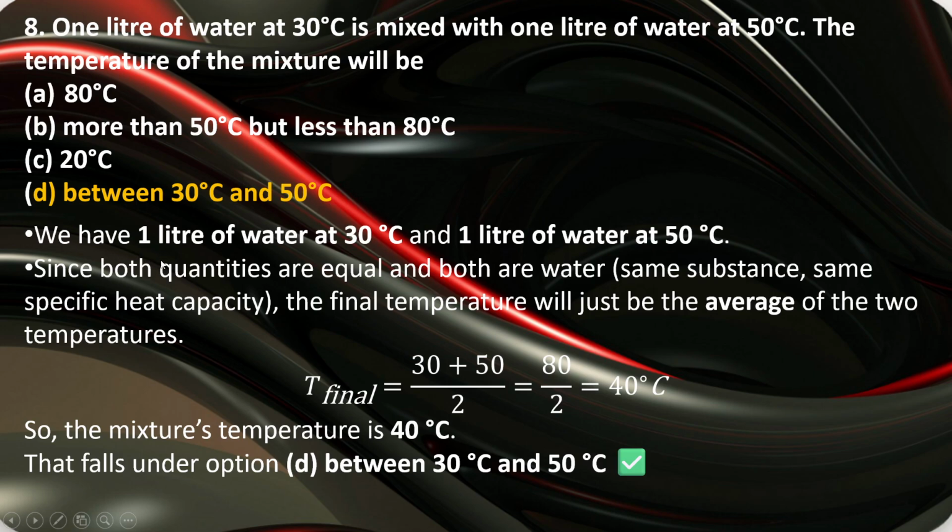How will we see? We have 1 liter of water at 30 degrees Celsius and 1 liter of water at 50 degrees Celsius. Since both the quantities are equal and both are water, the same substance with the same specific heat capacity, the final temperature will just be the average of the two temperatures. Final temperature is (30 plus 50) divided by 2, that is 80 by 2, that is 40 degrees Celsius. So the mixture temperature is 40 degrees Celsius, which lies between 30 to 50 degrees. That falls under option D, between 30 degrees Celsius and 50 degrees Celsius.